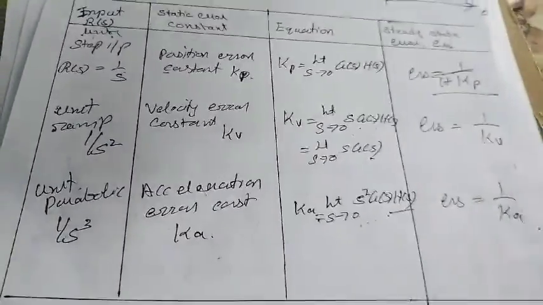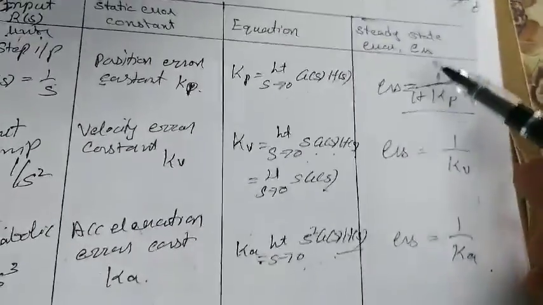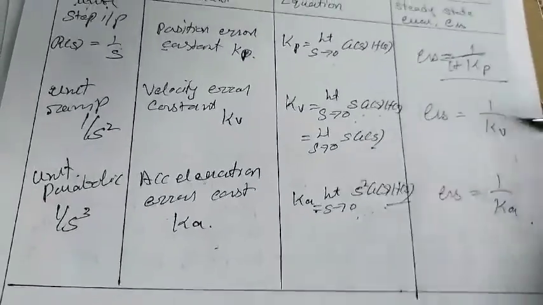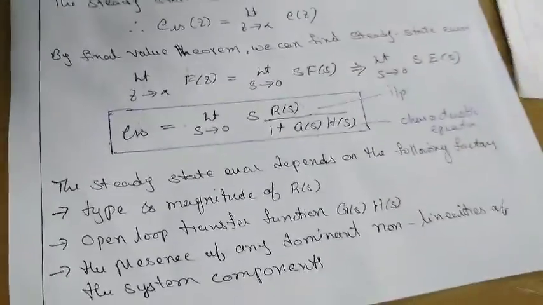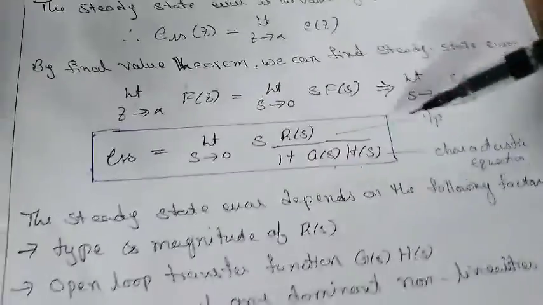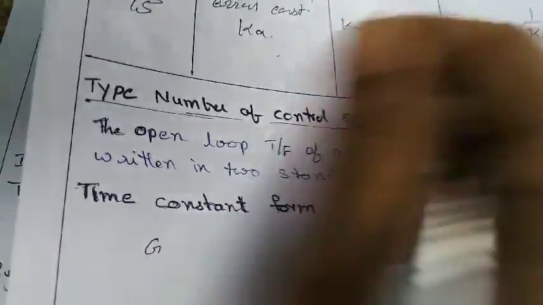So these formulas we have to remember, and accordingly we have to find the steady state error values. I told you the steady state error depends upon two things: the type and the magnitude of a system. So what is the type of a system, we will see. What is the type number of a control system?